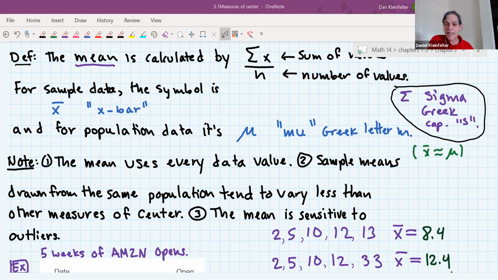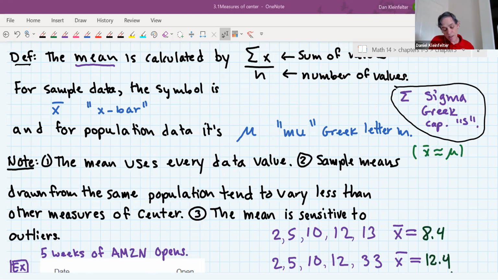What we mean by that is this. If we were interested in, let's say, the average heights of COD students, and we were going to take samples of size 30 from all the COD students and calculate the means of those samples, we could make a histogram of the means of the sets of 30 students, and those means would be less variable in comparison to other measures of center, like the mode or the median that we haven't gotten to yet.